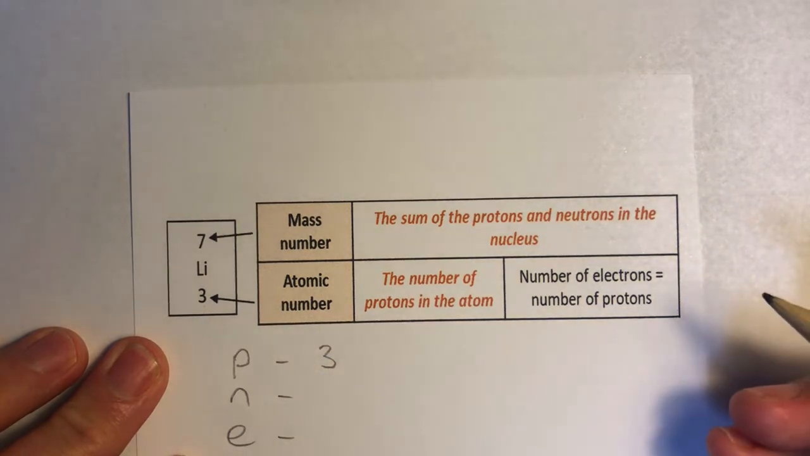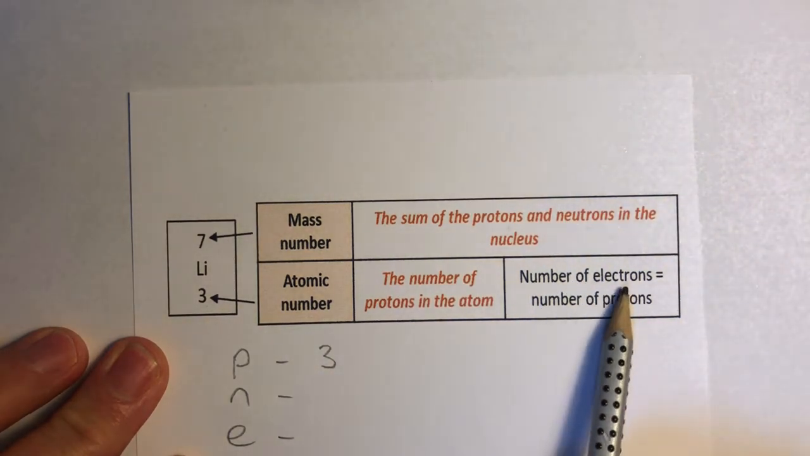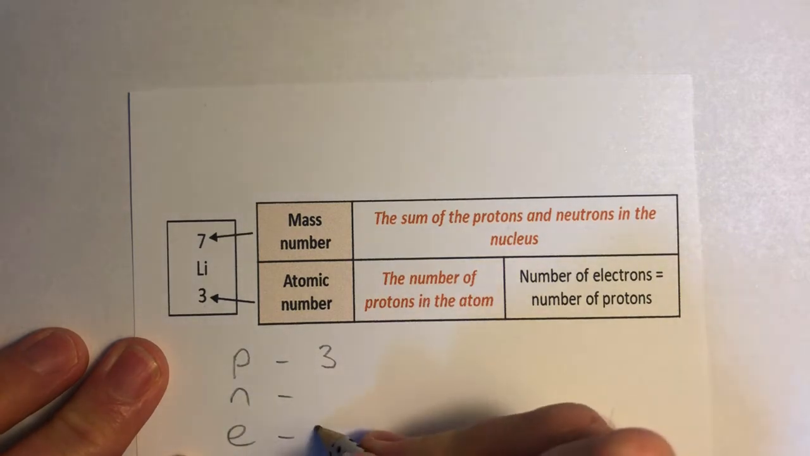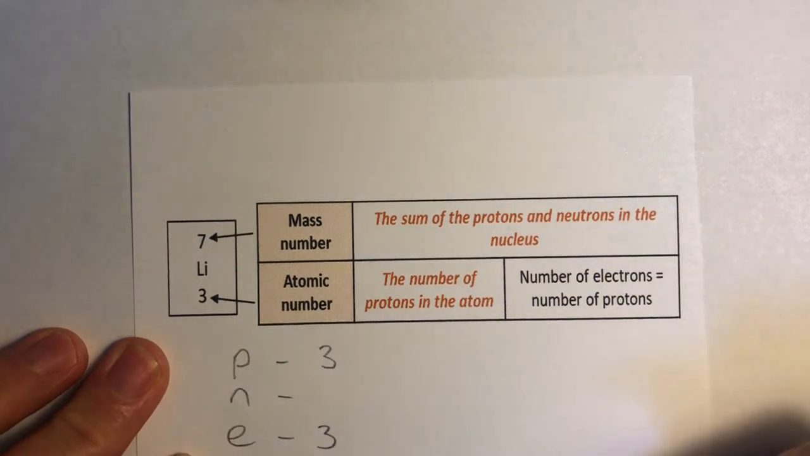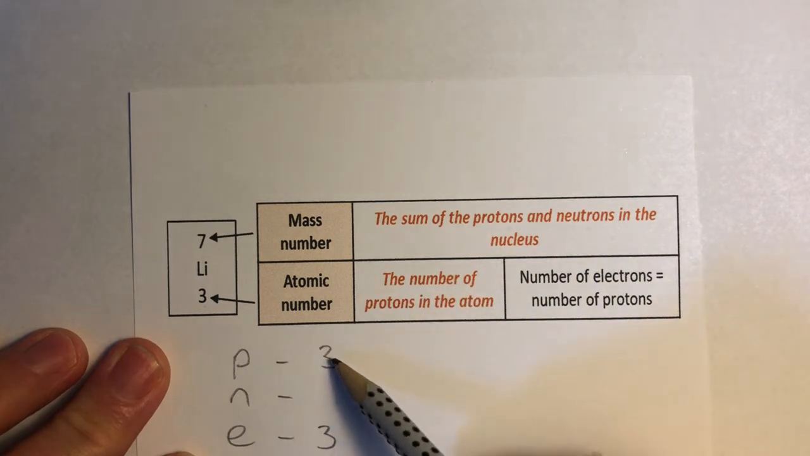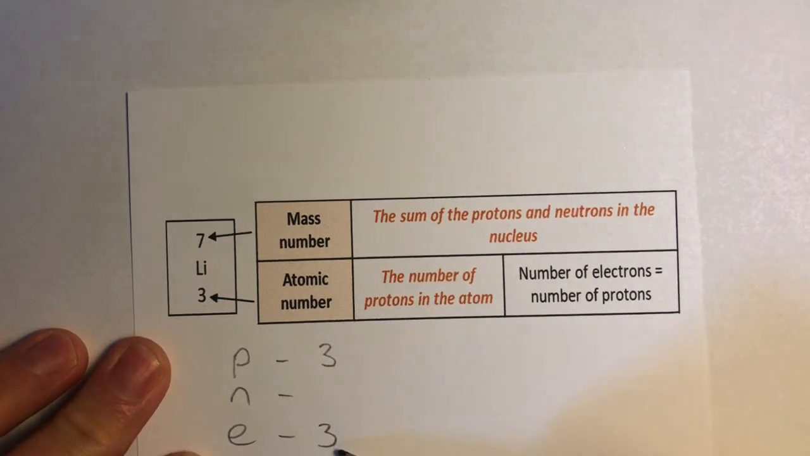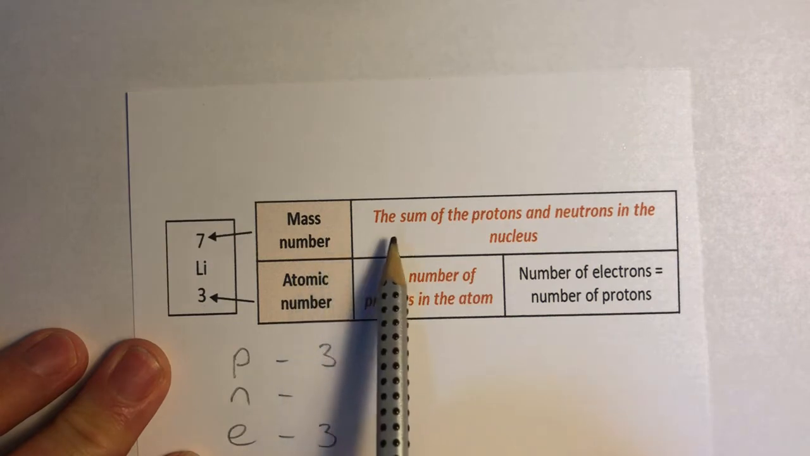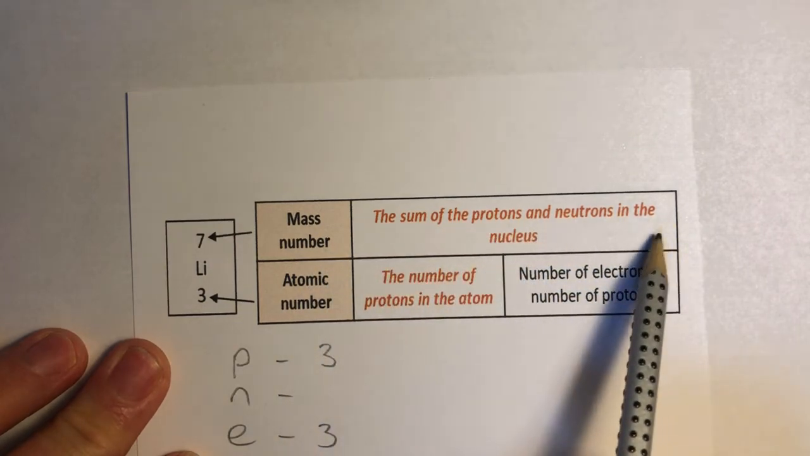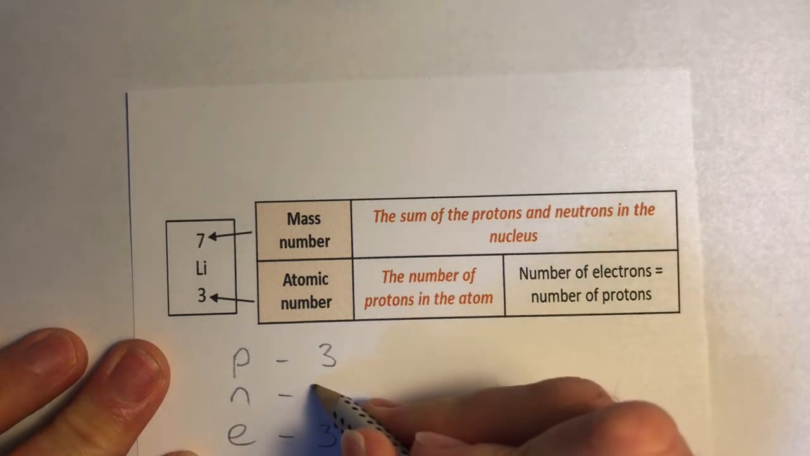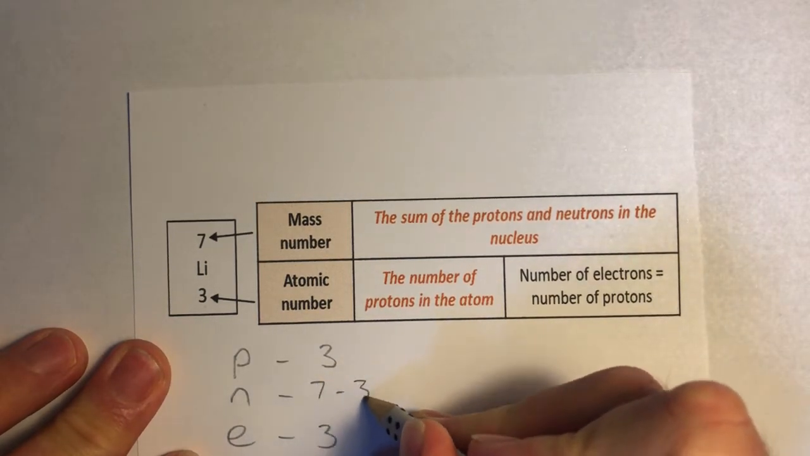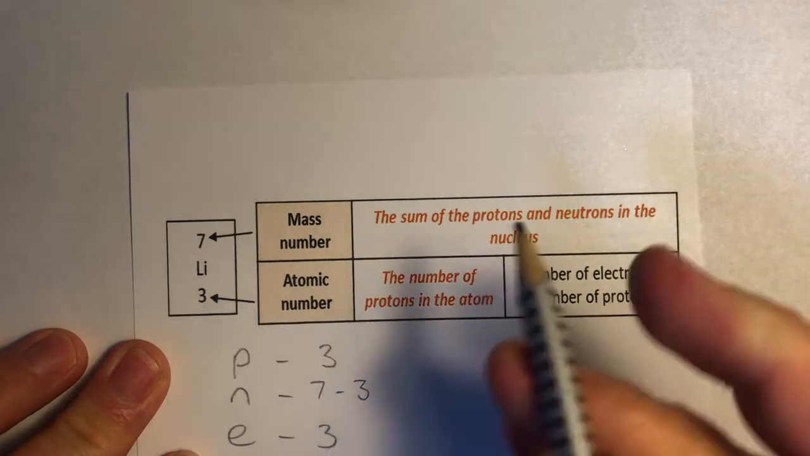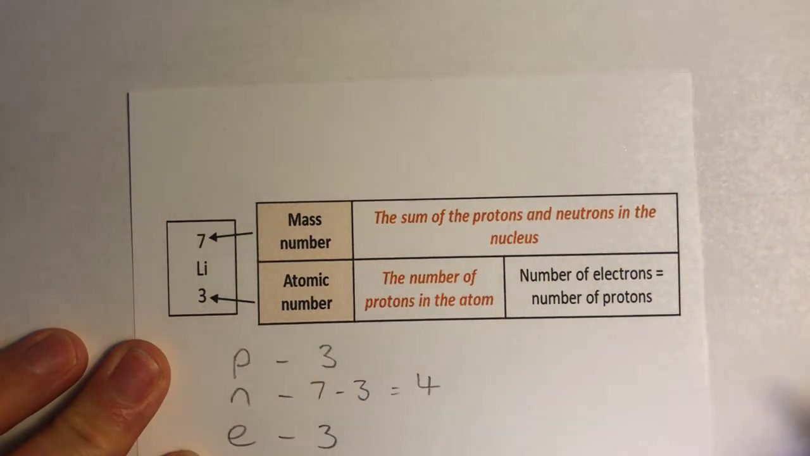So that means there is 3. The number of electrons is exactly the same as the number of protons. So that is also then 3. So in the middle, there's 3 protons. Flying around the outside are 3 electrons. The question then is the number of neutrons. The mass number is the sum of the protons and neutrons in the nucleus. So that would then be 7, take away the 3, so it's the mass number take away the atomic number, equals 4. So the number of neutrons in lithium is 4.